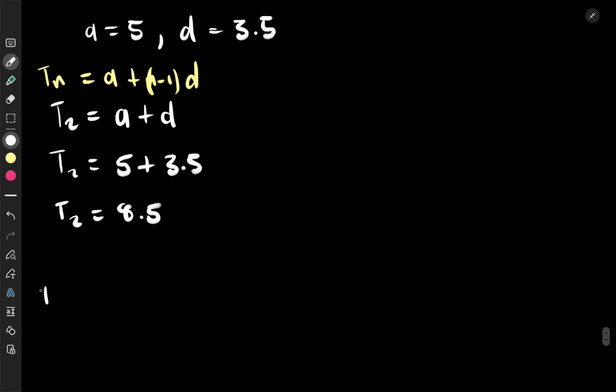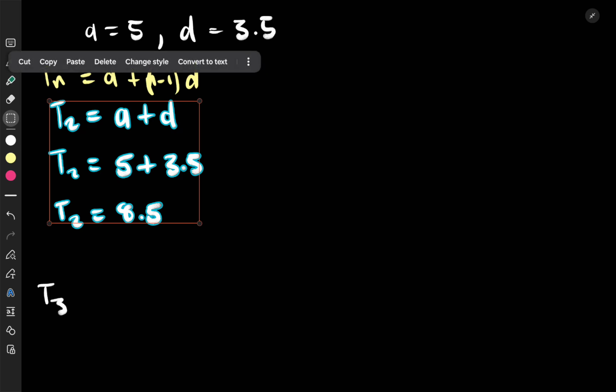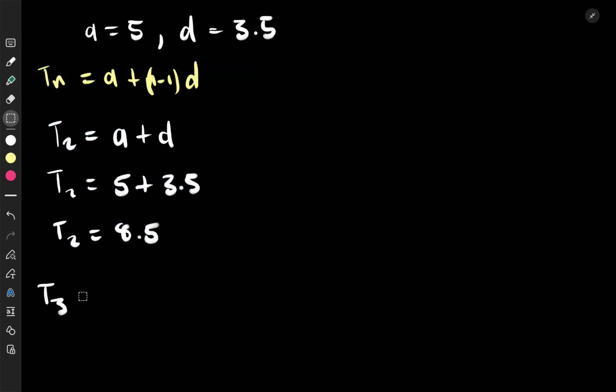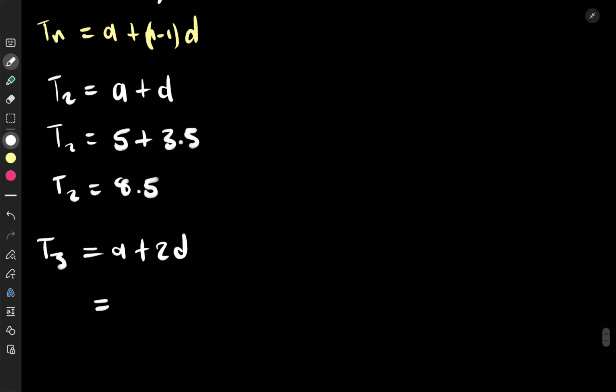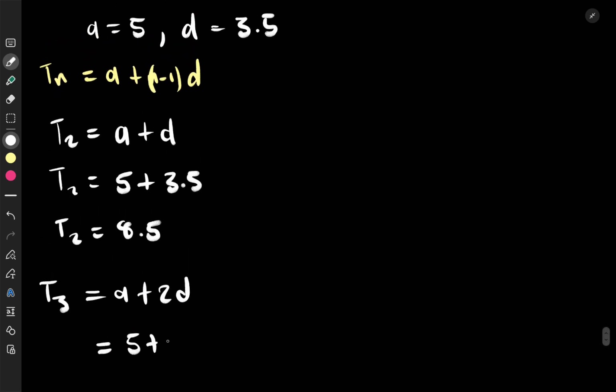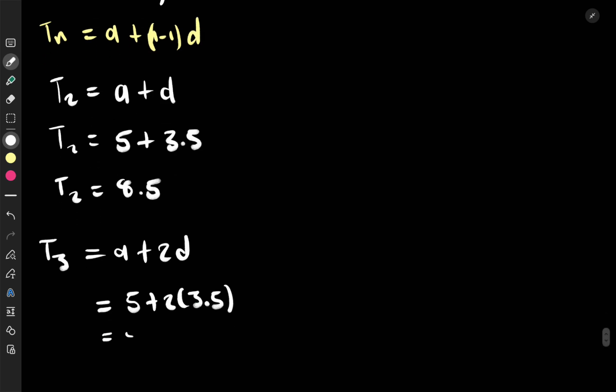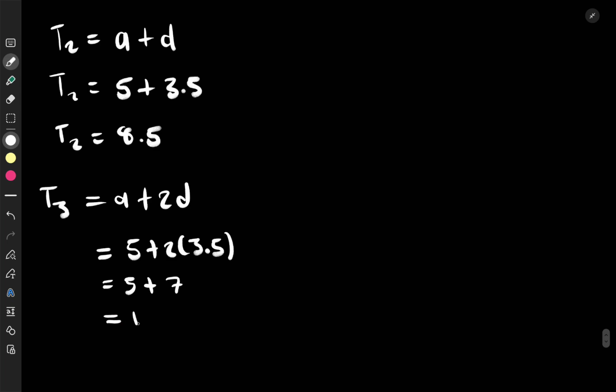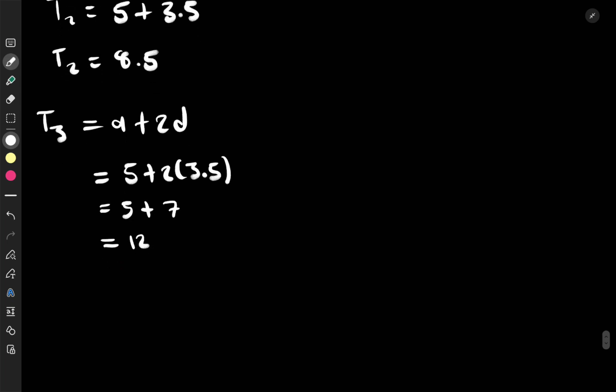Then I can go ahead, skip 2 lines. Remember, leave some space, make it neat. Okay, I'm going to have to actually make this neater. Taking it down here. Term number 3 is now what? Term number 3 is A plus 2D, which is going to be equal to 5 plus 2 times 3.5. 2 by 3.5 is 7, and 7 plus 5 is 12. So my term number 3 is 12.